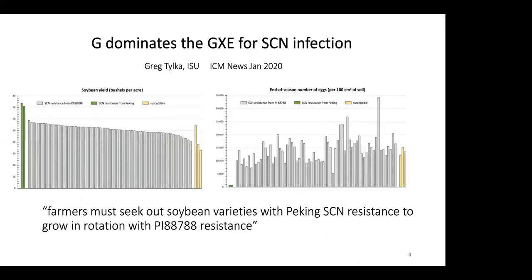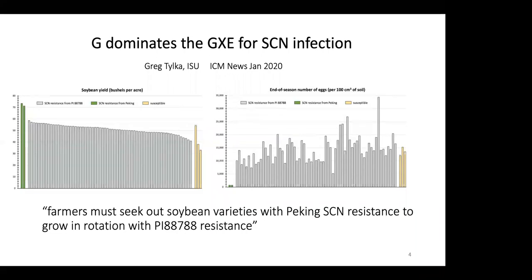I had to bring this little piece of data up from a nice article recently out of Greg Tilke's operation, because it clearly shows that developing resistance to SCN infection is controlled by the genetics of the plant. Obviously, genetics is really important, and that's why there's so much energy being spent in terms of identifying resistant germplasm and the genes that are controlling that resistance.